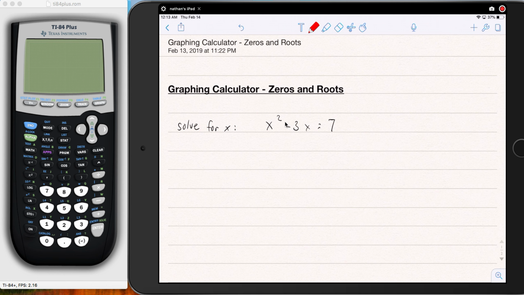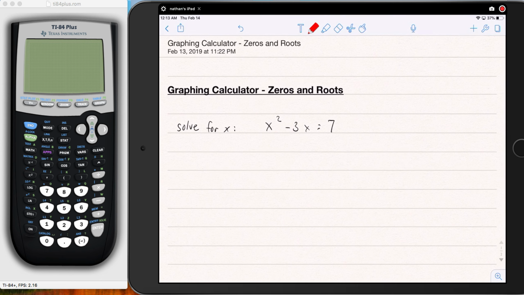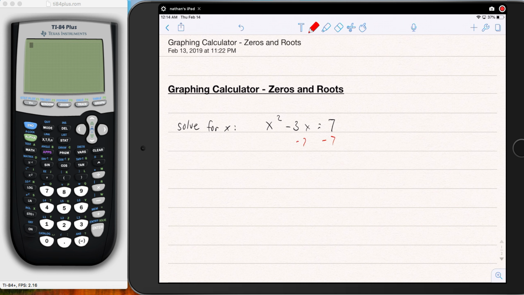So one thing you want to do first is put this in standard form. And so I'm going to subtract 7 on both sides. And now I have x squared minus 3x minus 7 equals 0. So essentially, in making the standard form, I created a new function. I'll just call that your y1 because we're using the graphing calculator. And I want to find when this y1 gives me a y value of 0.